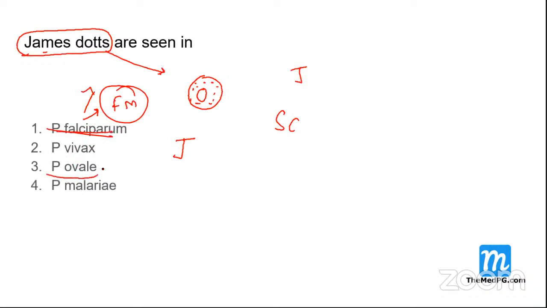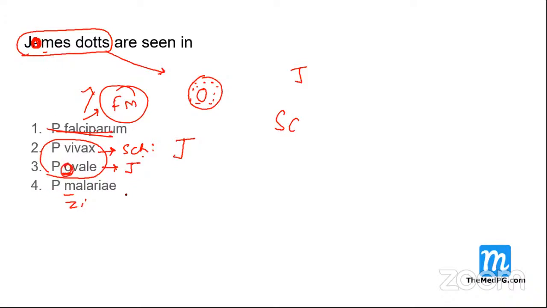So among these two only it will be present, because in malaria we can see Ziemann's stippling. Oh, here, no, it is Plasmodium ovale. Yes, vivax means Schaffner's dots. Schaffner's dots are seen in Plasmodium vivax. James dots are seen in Plasmodium ovale. So in James, you just make the A as O. Then you remember it as Plasmodium ovale.